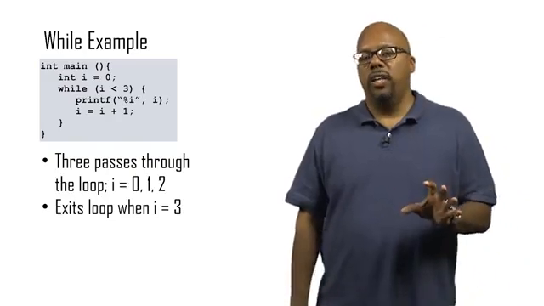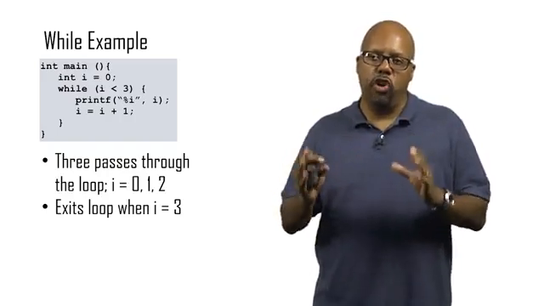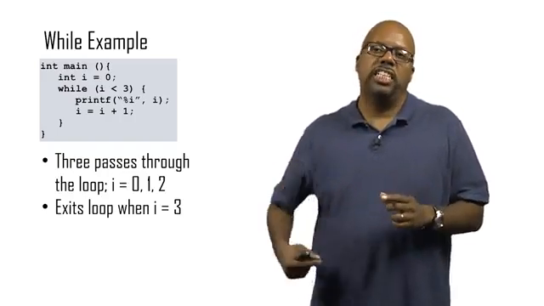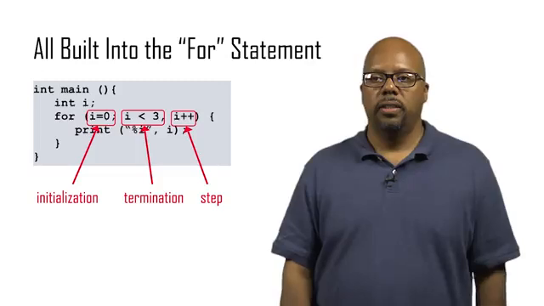So this while loop, after the word while, in parentheses, you have the termination condition, right? The condition that is checked at the beginning of every pass through the loop.